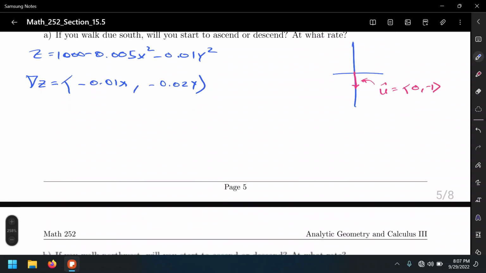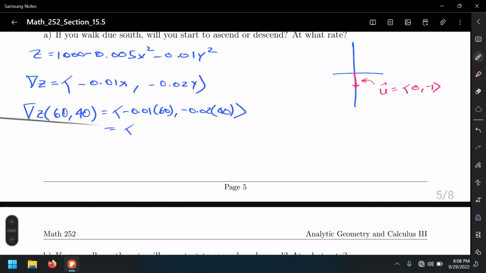So we need to evaluate the gradient nabla z at the point (60, 40), where x is 60 and y is 40. That's negative 0.01 times 60, negative 0.02 times 40, and simplifying this should give us negative 0.6, negative 0.8. Okay?